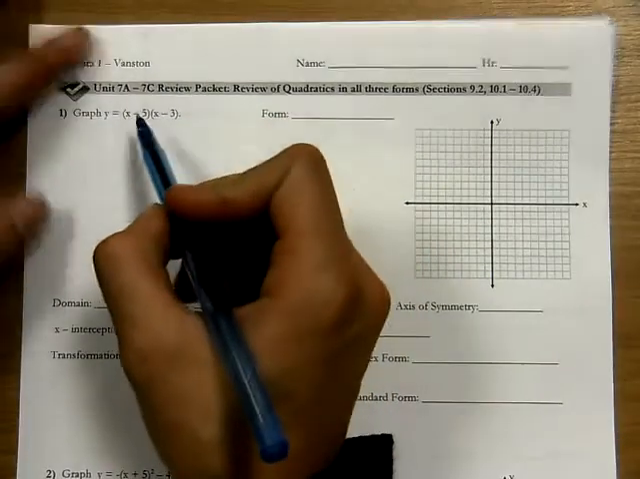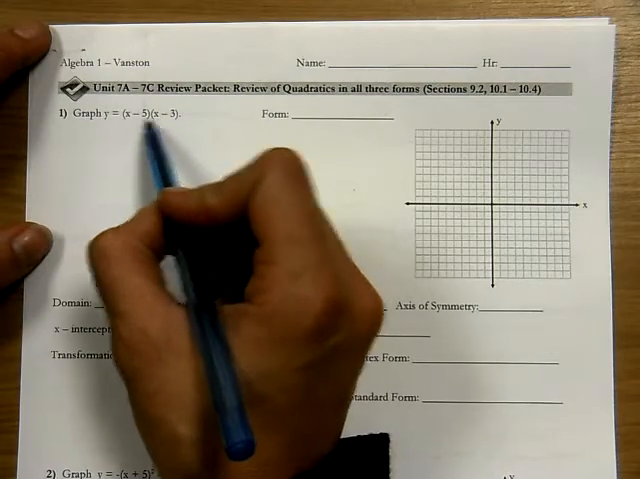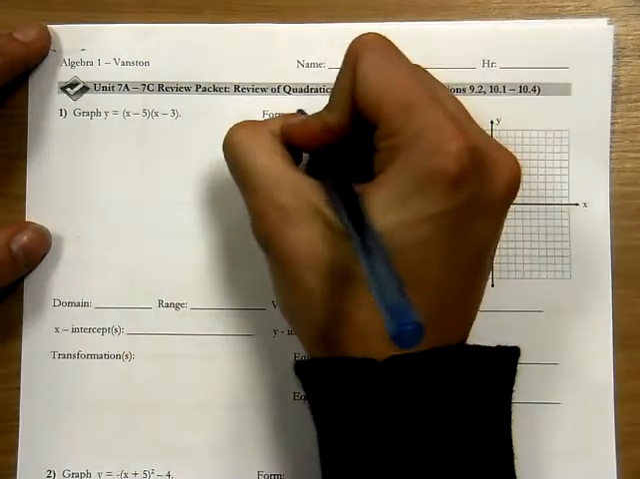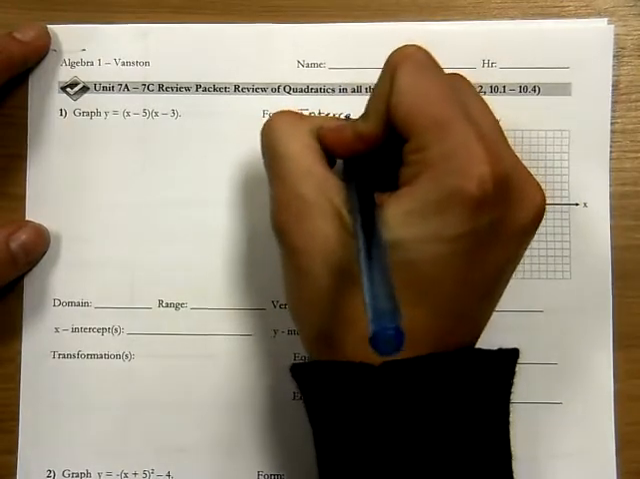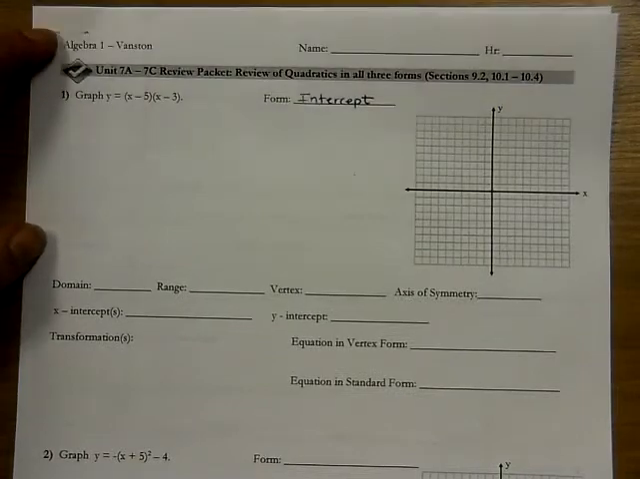So when I look at this, I have x minus 5 times x minus 3. I can see that I'm multiplying two linear factors together. None of them are being squared, so I know that this is intercept form. So I'm thinking to myself, if something is in intercept form, then in order to graph it, the very first thing I do is find the x-intercept.